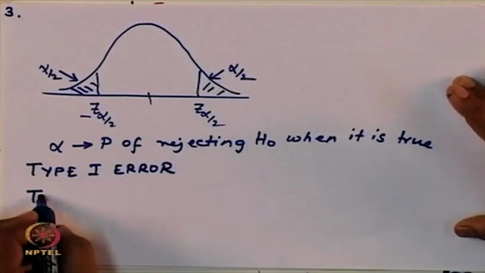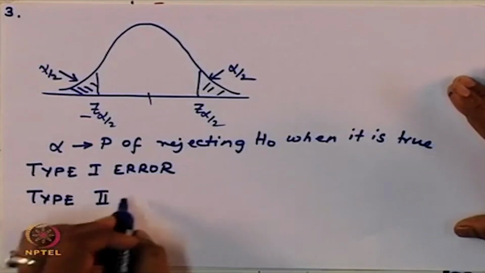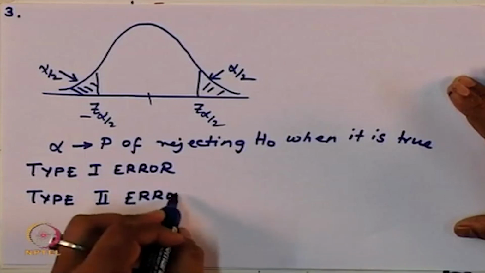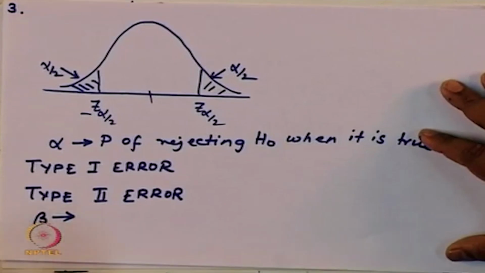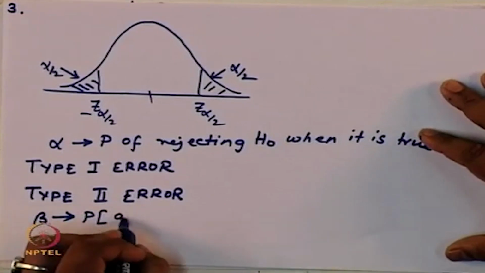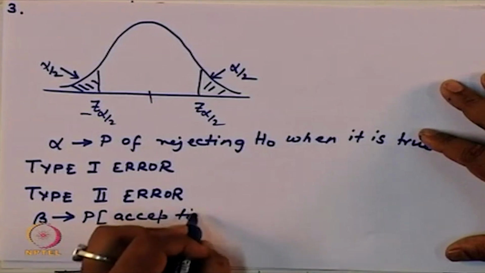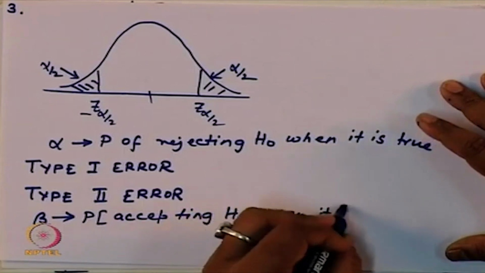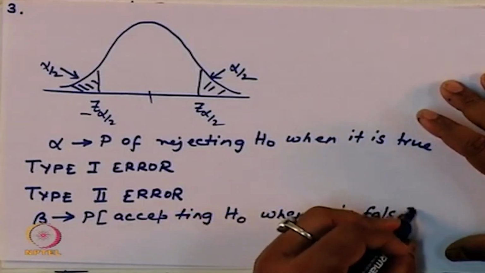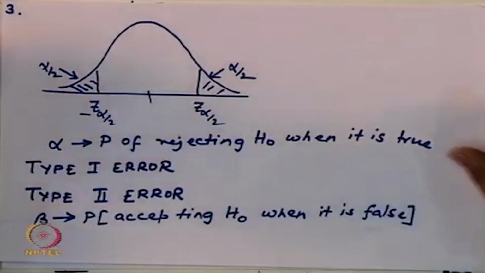But there is an alternate possibility called a type 2 error. And beta is the probability of accepting H naught when it is false. So, you would imagine that the true effectiveness of a test will depend on both of your choices of alpha and beta.